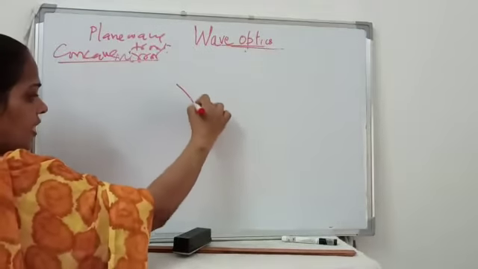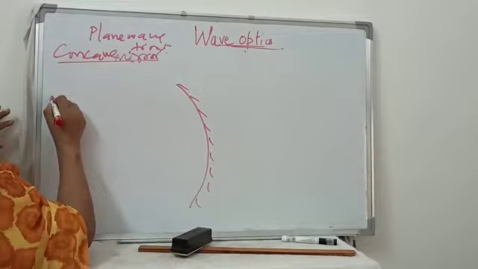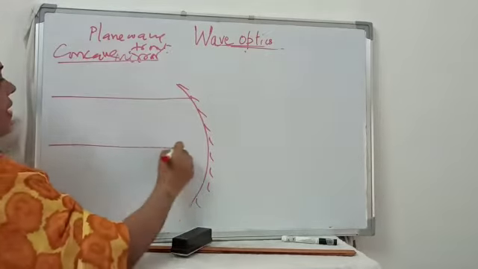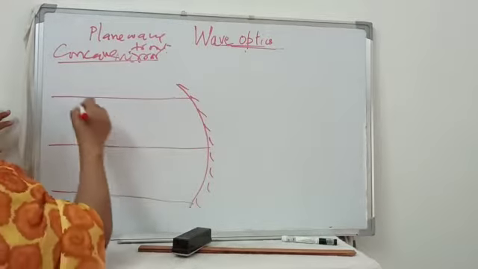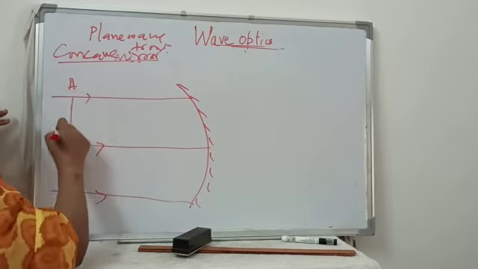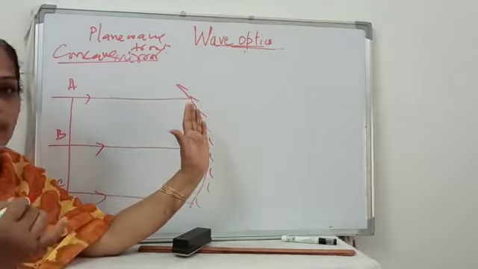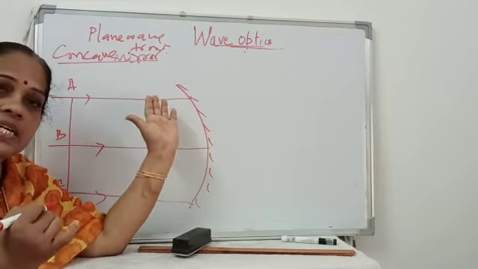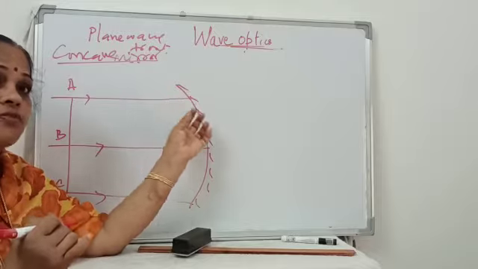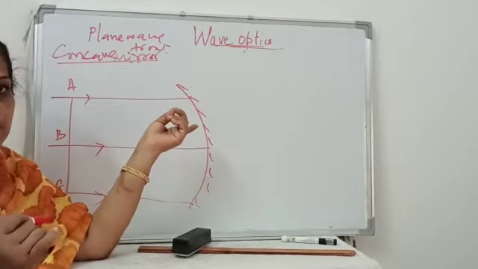Now this is a concave mirror and a plane wavefront is incident. These are the rays. ABC represents a section of a plane wavefront which is incident on a concave mirror. So my question is, what will be the shape of the reflected wavefront? In a mirror, the phenomenon taking place is reflection.